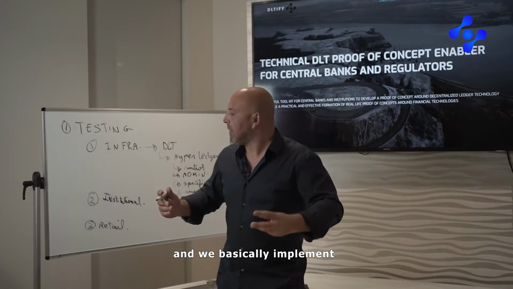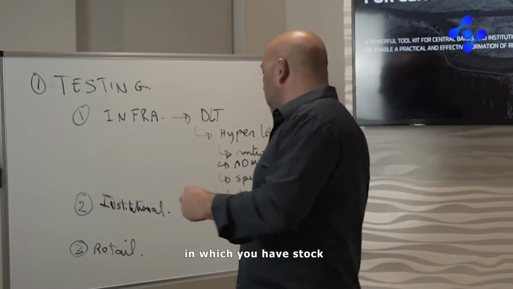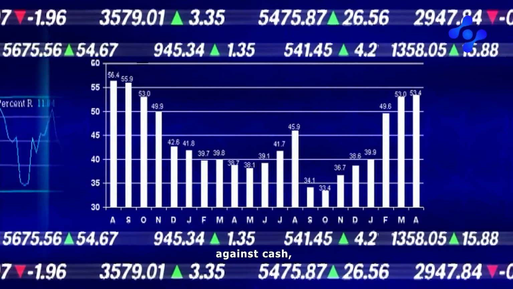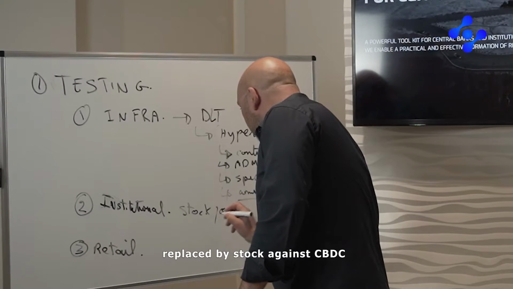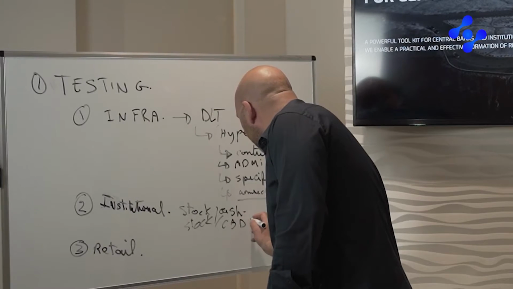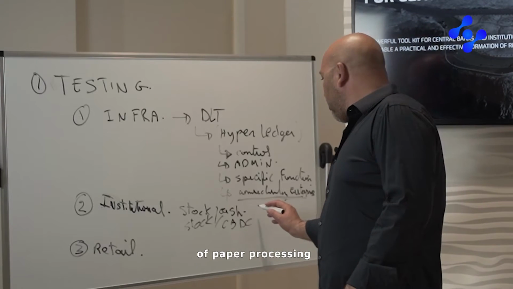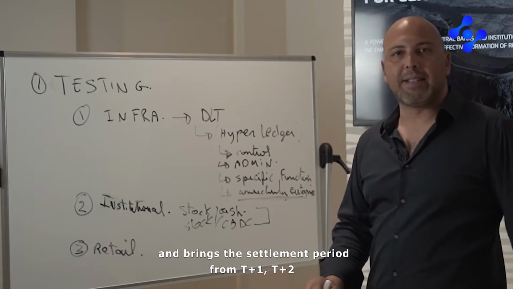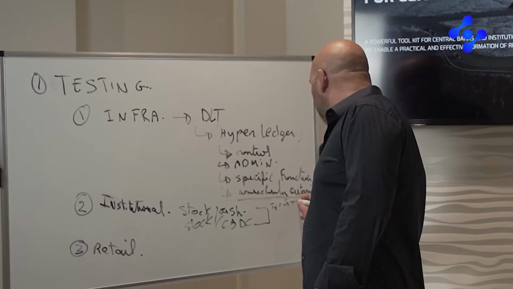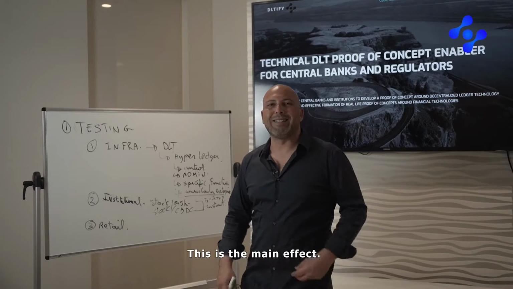And we basically implement a settlement environment in which you have stock against cash replaced by stock against CBDC. Okay? And this basically eliminates a long trail of paper processing, okay? And brings the settlement period from T+1, T+2 to an instant environment. Okay? This is the main effect.